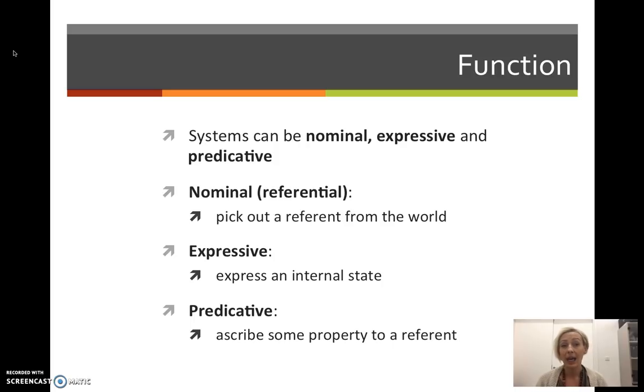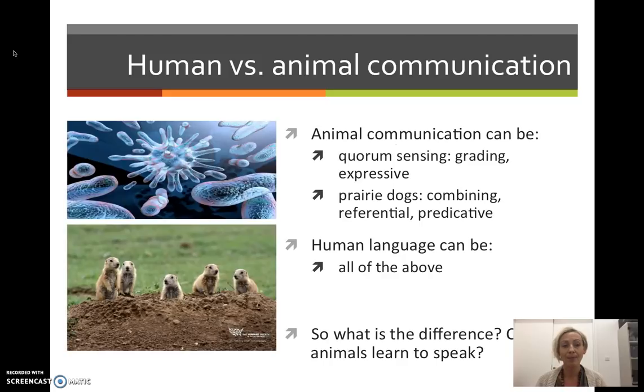And finally, systems of communication can have predicative function, which means they can talk about how something is. So you can talk about a big table and a small table, or a dangerous animal or a not dangerous animal. So thinking back to animal communication systems, you can see that animal communication can have all of these characteristics.